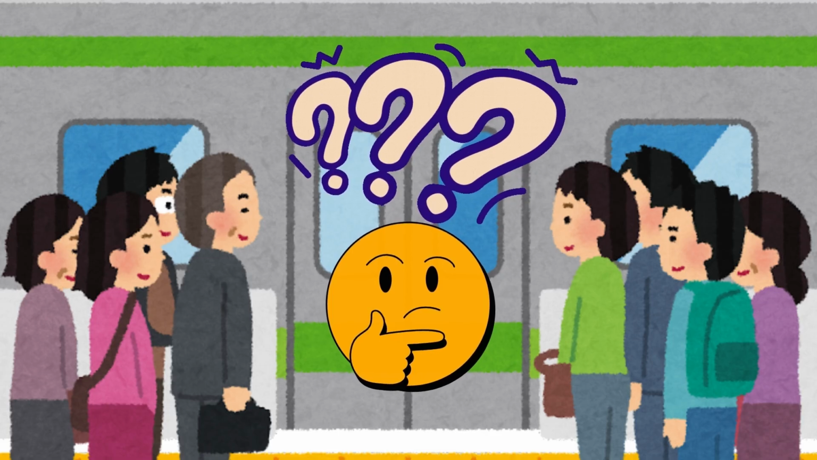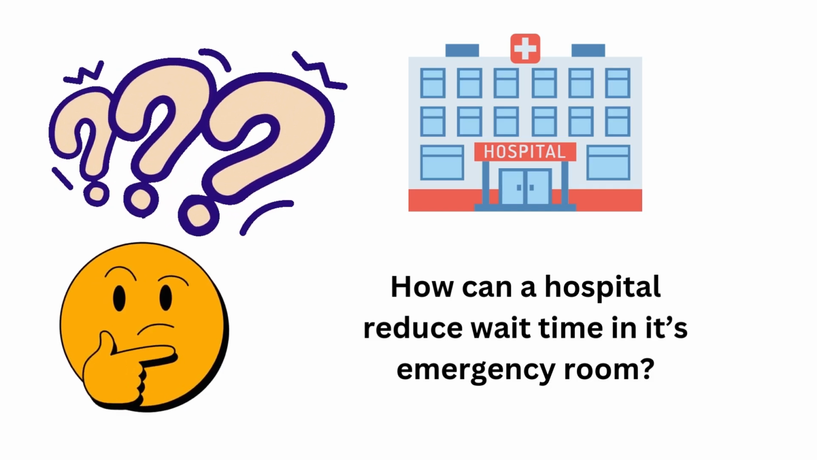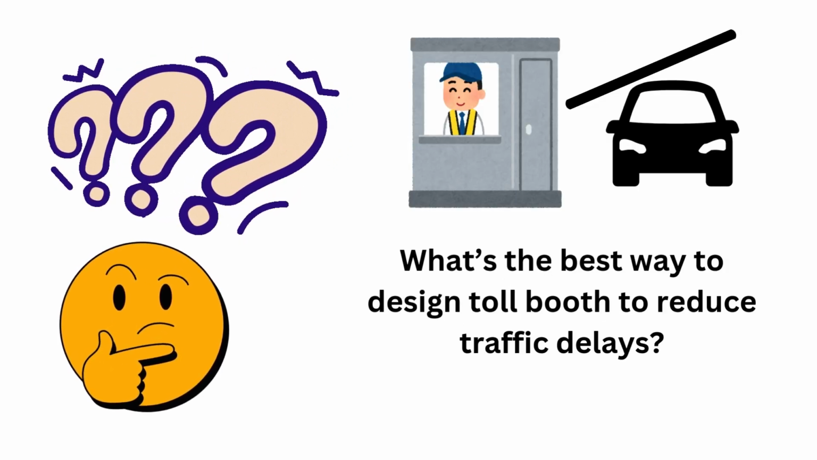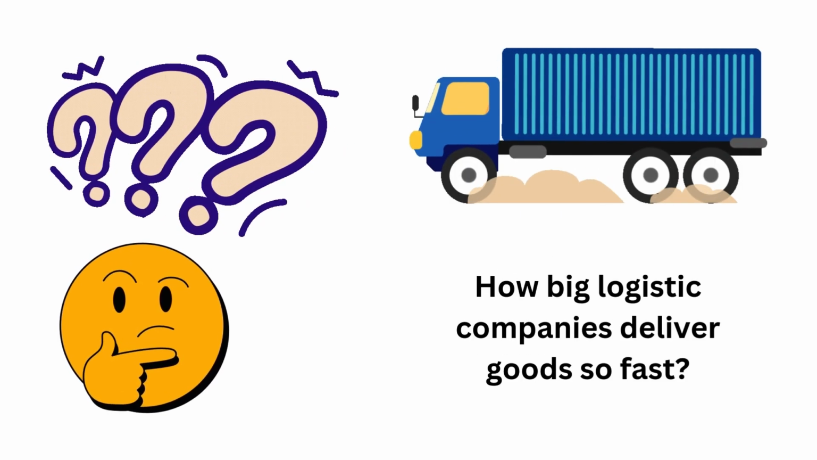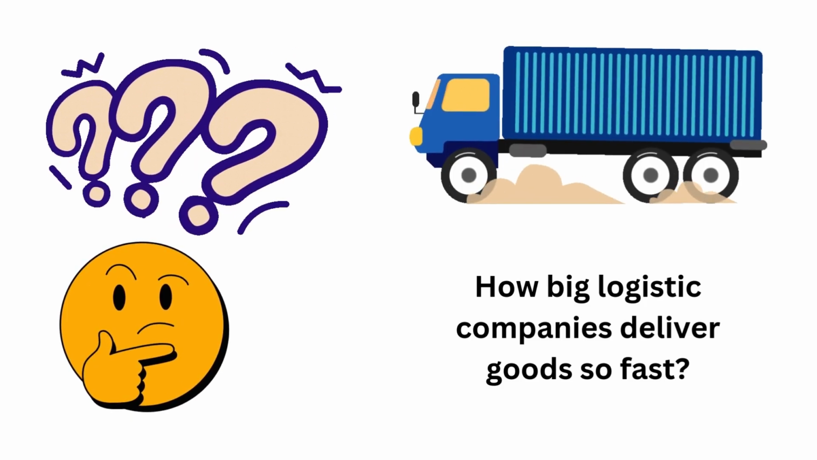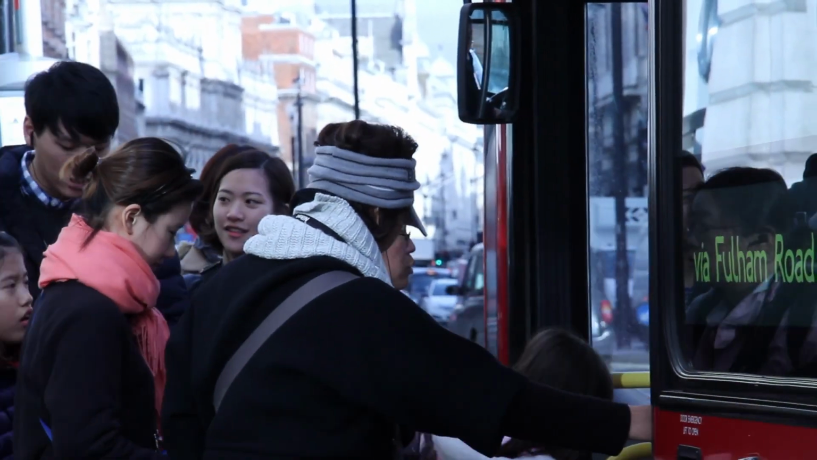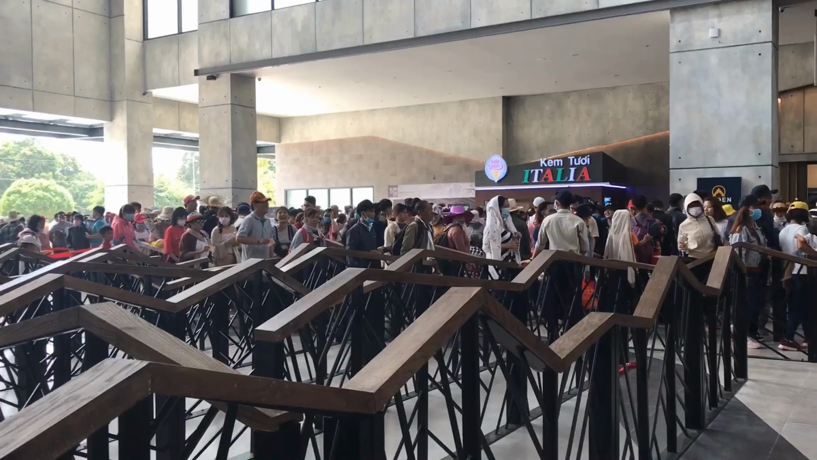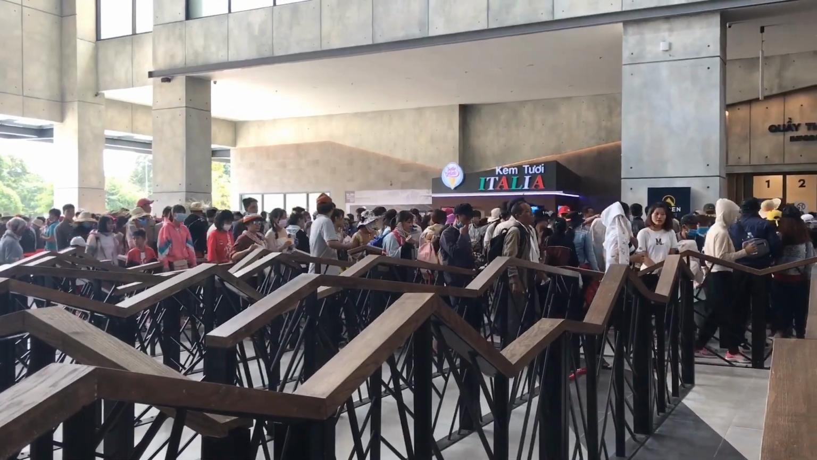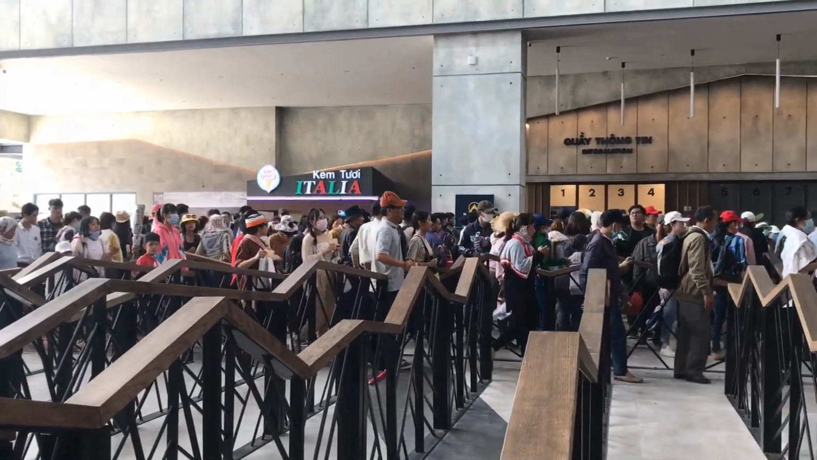Let's start with a few questions. How can a hospital reduce wait times in its emergency room? What's the best way to design a toll booth system to minimize traffic jams? And how can big logistics companies optimize their logistics to deliver packages faster? Queuing theory is the science of waiting lines. It combines maths, probability, and logic to analyze systems where people or tasks wait for service. These systems are everywhere: banks, supermarkets, airports, and even your internet connection.